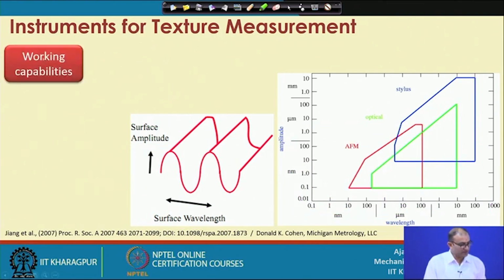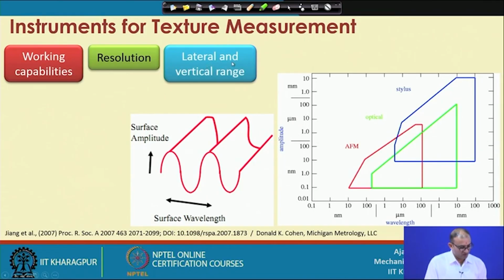So, how can you select the instrument? You have to select it based on the working capability, that is, which principle it is working on. Optical is sometimes very tricky because it has a very small depth of focus. Resolution is the smallest dimension it can measure. Then vertical and lateral range. So, within one measurement, what is the measurement area? Suppose you want to measure something in a 5 micron by 5 micron area, then it is better to go with an atomic force microscope. If it is 1 millimeter by 1 millimeter, you can go with optical. If it is 10 millimeter by 10 millimeter, you can go with the stylus type.